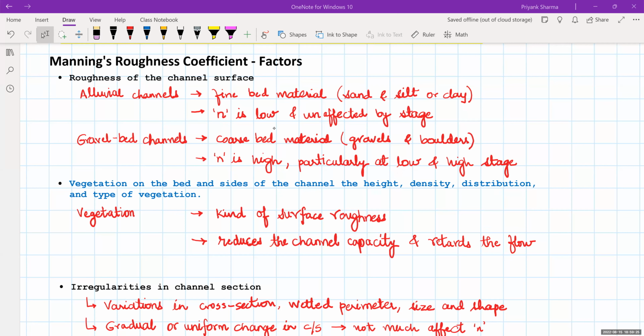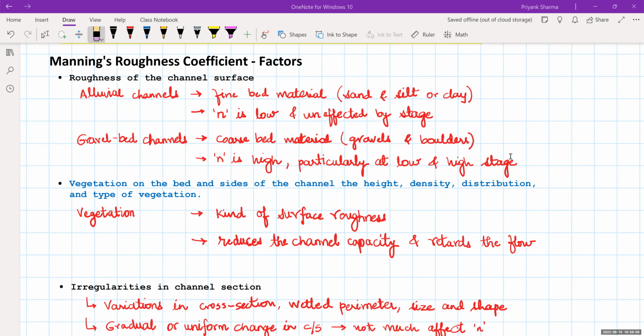The next factor is the vegetation on beds and sides of the channel. In alluvial or natural channels, there is a propagation of vegetation, which induces some surface roughness, tends to reduce the channel capacity and retards the flow. So more vegetation means it will offer more resistance and thus retard the flow.